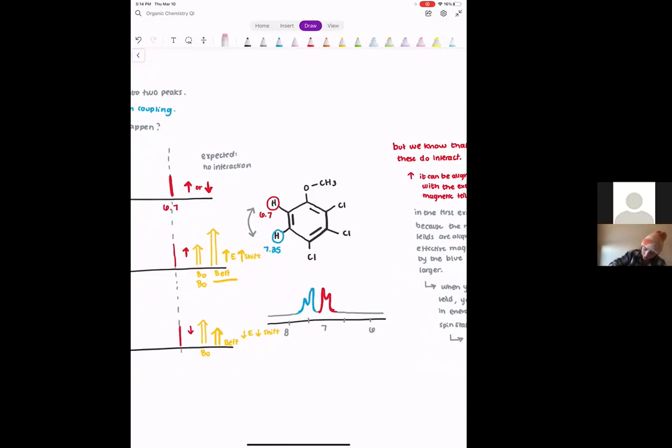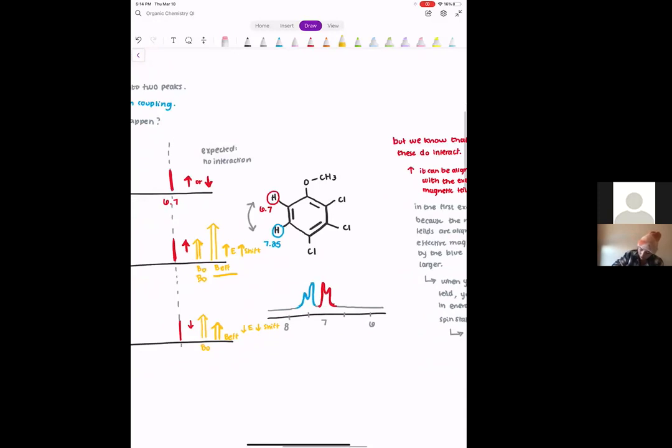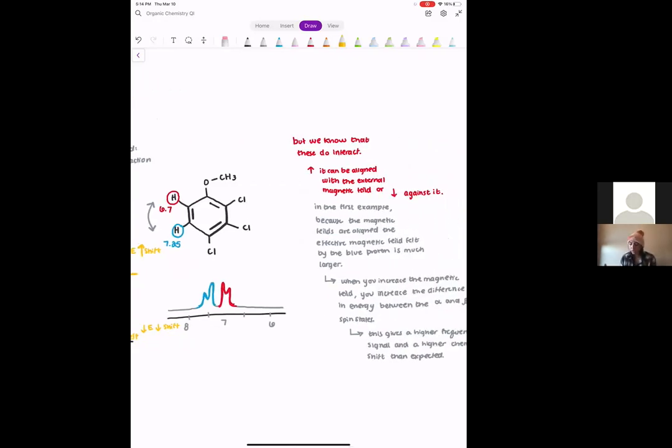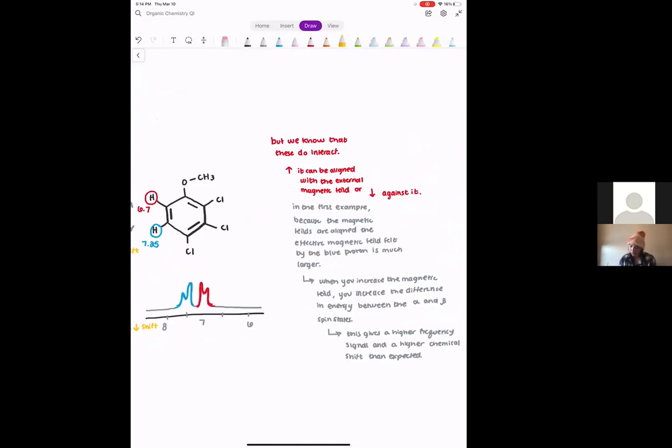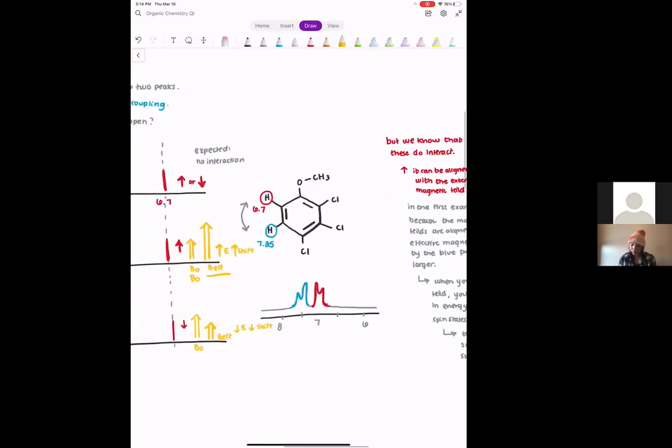So just to show you guys where I'm at. In this first example, we're going to look at when this is aligned with the external magnetic field, which is right here. So if those 2 magnetic fields are aligned, then the effective magnetic field felt by the blue proton is going to be much larger, which, when you increase the magnetic field, you increase the difference in energy between the alpha and beta spin states. And this gives a higher frequency signal and thus a higher chemical shift than would be expected.